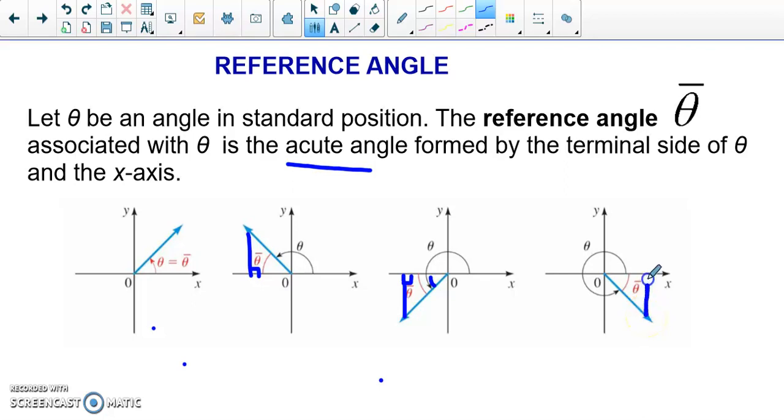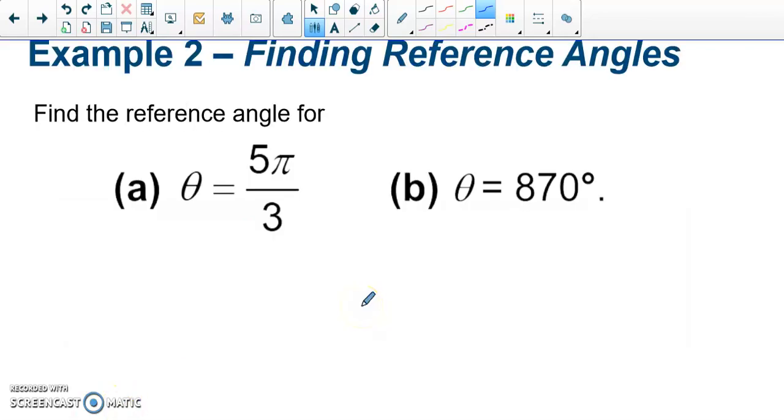So here we have example 2, and we have a theta. Find a reference angle for theta equal 5 pi over 3. So here we're just finding the reference angle. So how do we do that? First of all, if you remember, pi is a half circle, that's 180 degrees. You could think of it this way, just to put it in perspective. Then 2 pi is a full circle, so it's 360 degrees.